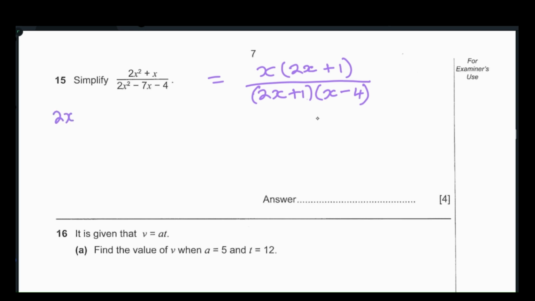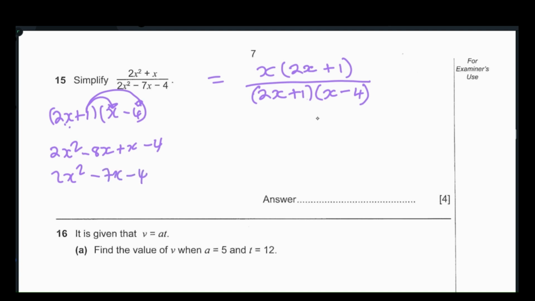To make sure we have the right factors for the denominator, let's test it out: 2x plus 1 times x minus 4. So 2x times x gives us 2x squared. 2x times minus 4 is minus 8x. 1 times x, that's plus x. 1 times minus 4, that's minus 4. Therefore, we have 2x squared minus 8x plus x minus 4, which is 2x squared minus 7x minus 4. So those are the factors.